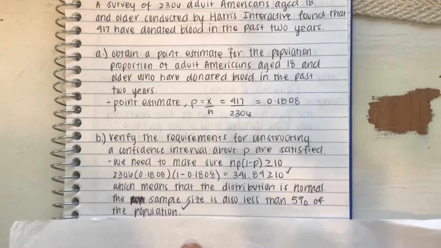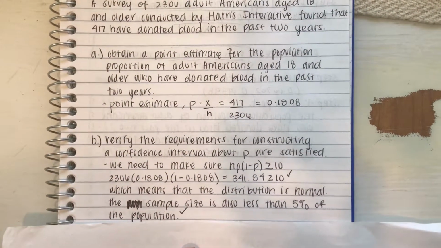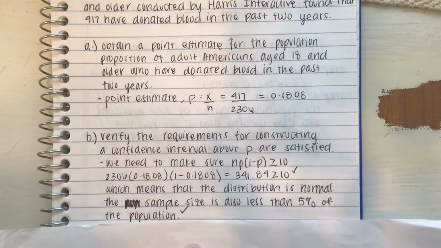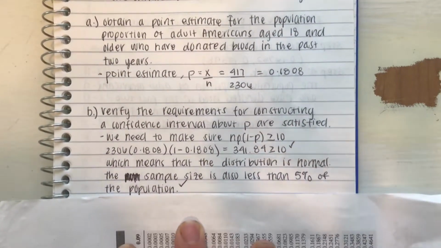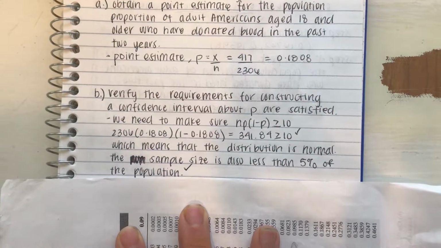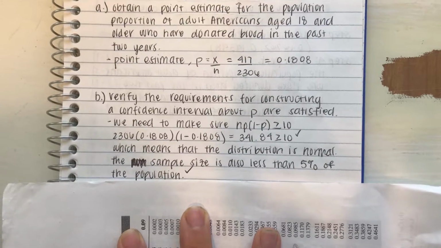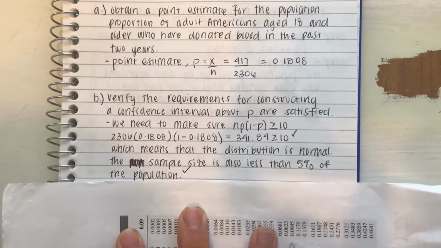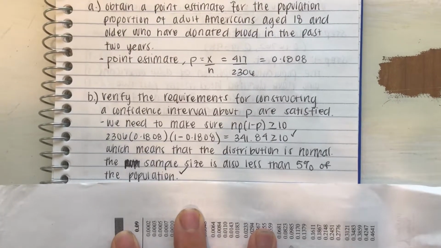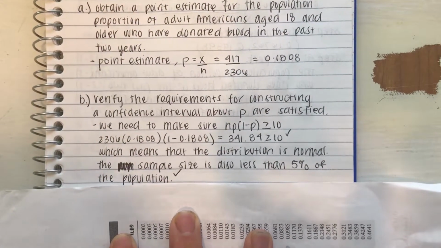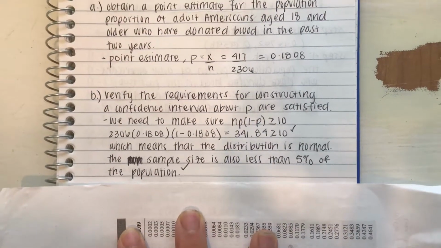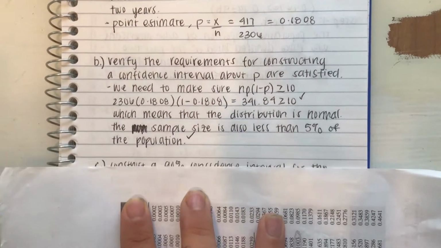So first we need to make sure that N times P times 1 minus P is greater than or equal to 10. And so if we plug in that formula, we get 2,306 times 0.1808 times 1 minus 0.1808 equals 341.84, which we know is greater than 10. This means that the distribution is normal and the sample size is also less than 5% of the population.